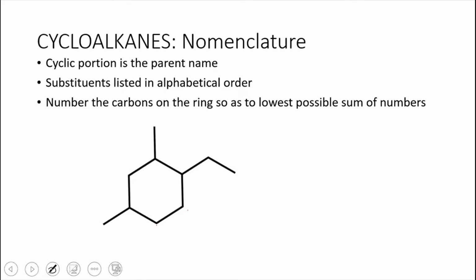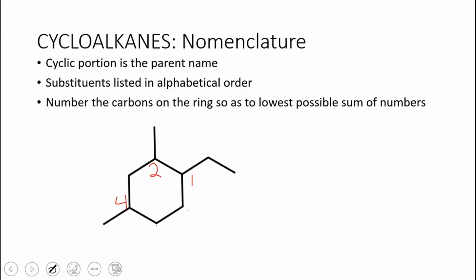Let's call this carbon here on the top right, like at 2 o'clock, carbon number 1. And then let's go counterclockwise. That would mean this would be carbon number 2. And that means this one here would be carbon number 4 as we go around. That actually gives us a better set of numbers that add to a lower sum. And therefore, we're going to place these substituents in here.